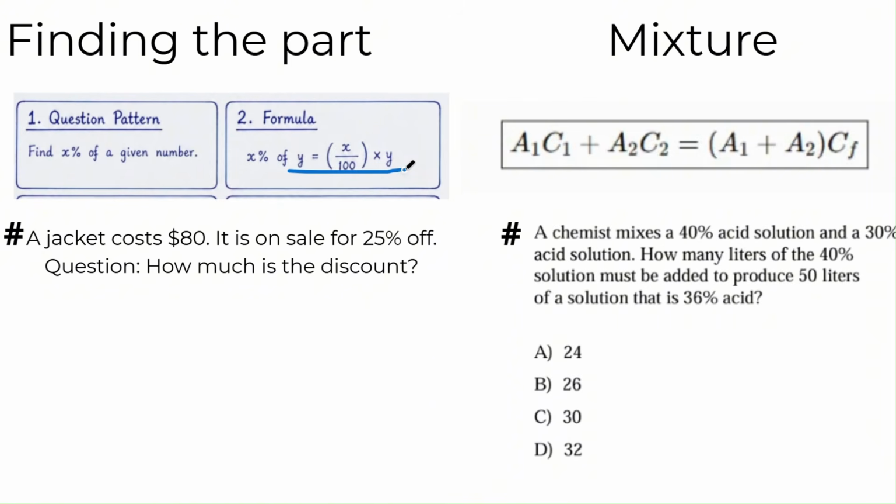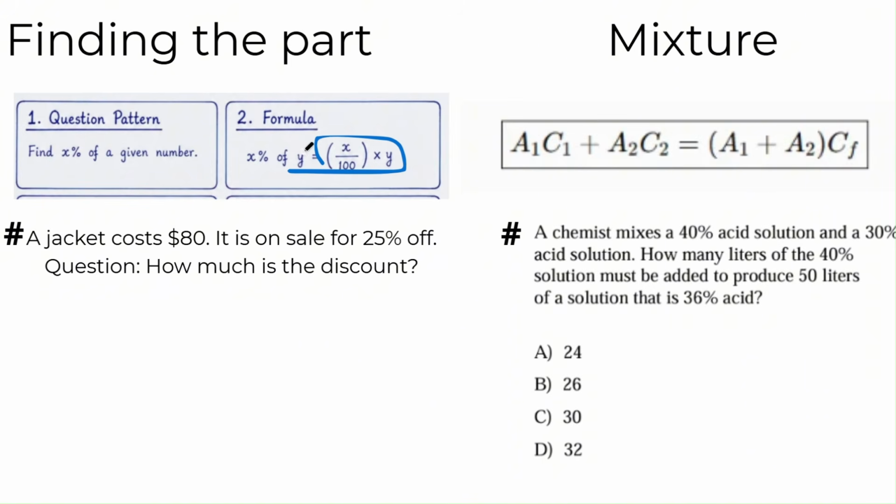And this looks like this. This is how you solve it. So don't let it scare you, because it's actually simple in practice. For example, let's read this example and understand better. A jacket costs $80. It is on sale for 25% off. How much is the discount?